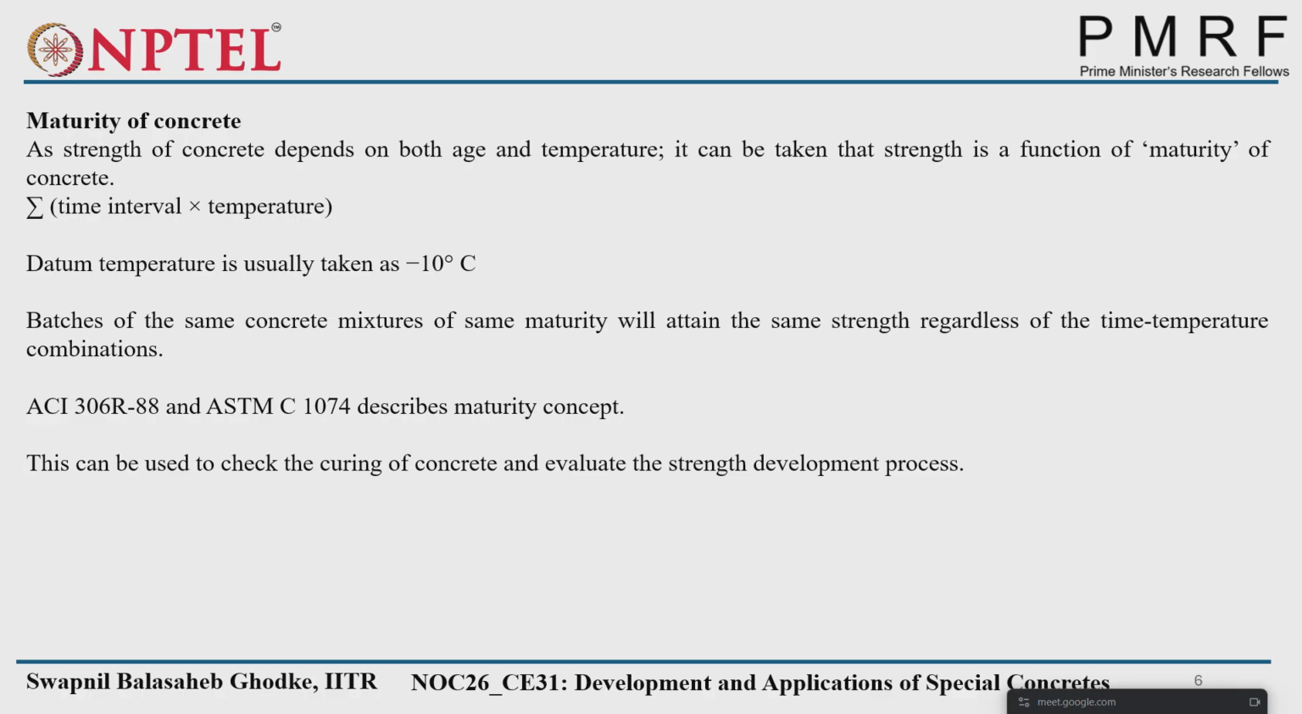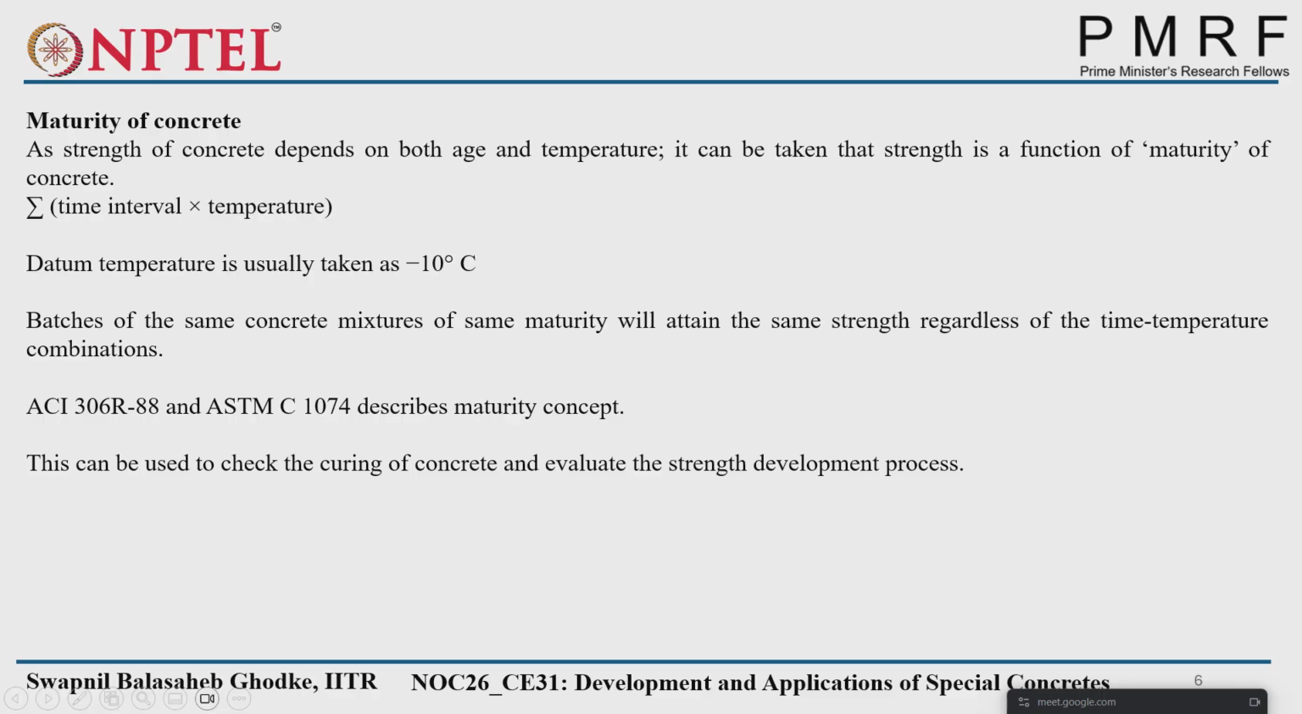So another concept is the maturity of concrete. I think most of the people know about the maturity of concrete, right? Have you heard in your masters or bachelor's about maturity of concrete? Basically, it indicates the strength of the concrete, which depends on the age of the concrete and temperature of the concrete. That is called the maturity of the concrete, and it has the expression: summation of time interval into temperature. And the code indicates that datum temperature is usually taken as minus 10 degrees Celsius. So these are the codes.